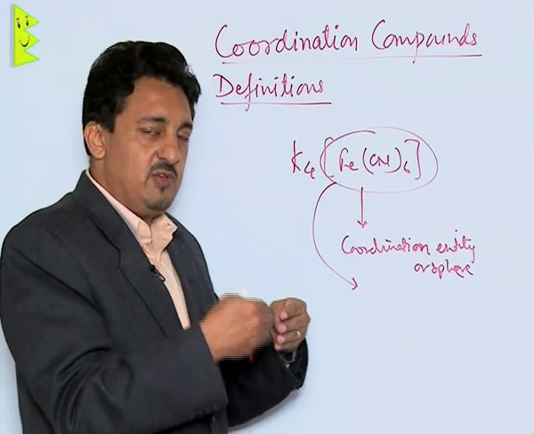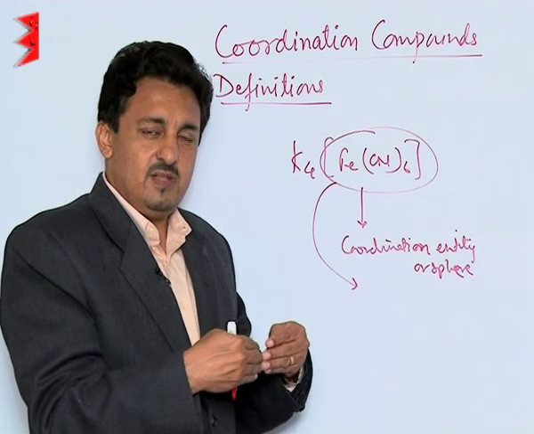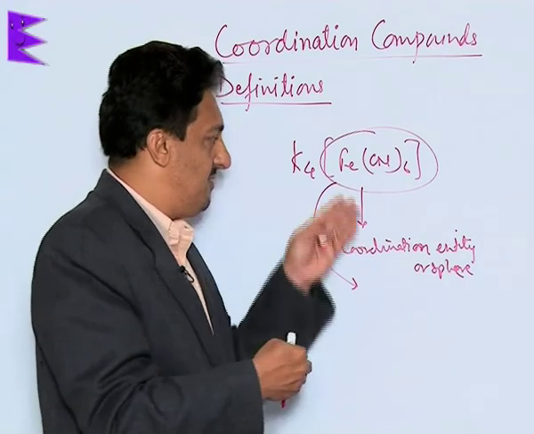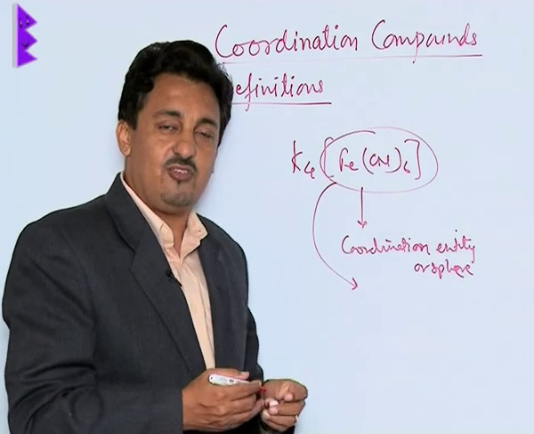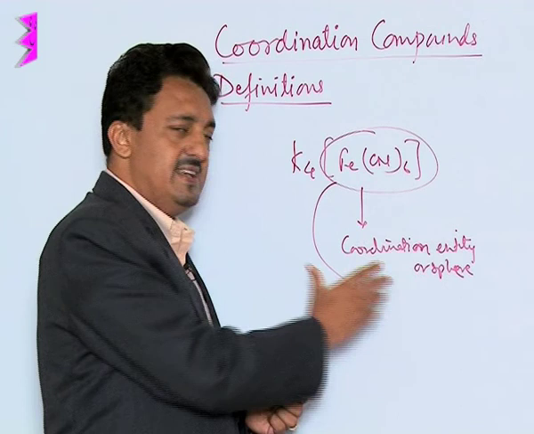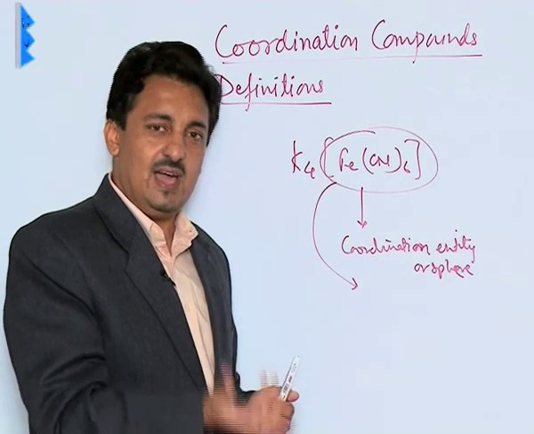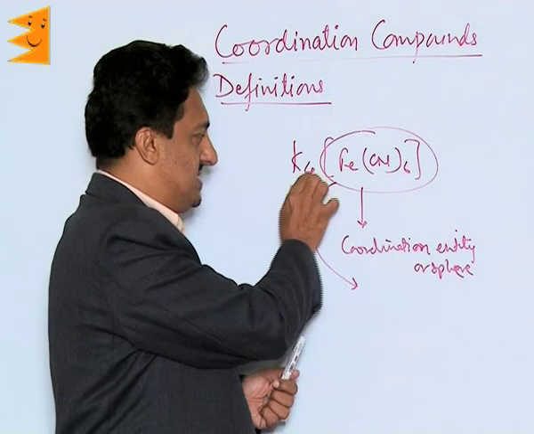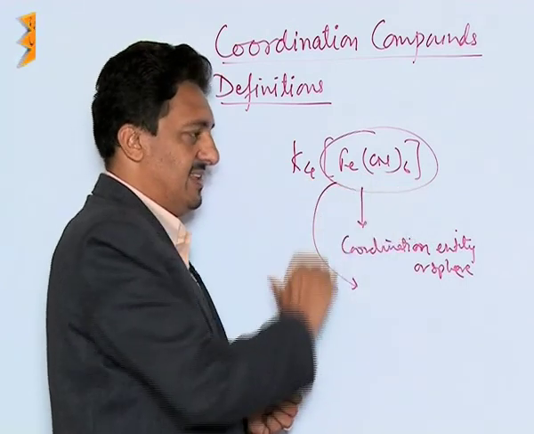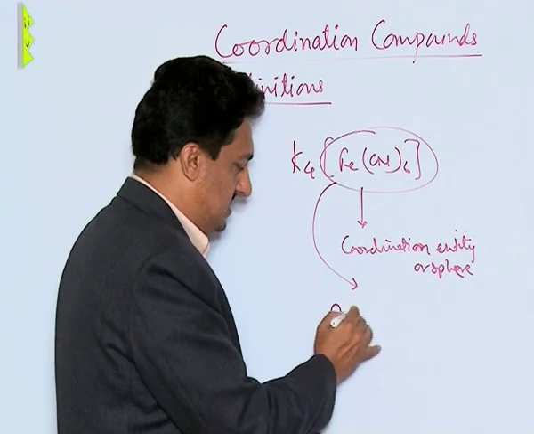So here what we find is the bonding is coordinate bond. It's a normal sigma bond, and that is why we call these species coordination entities. Now, these entities can be neutral, they can be cationic, or they can be anionic. Like in this case, since it is coming after a cation, it is an anionic coordination entity. It can come like this.